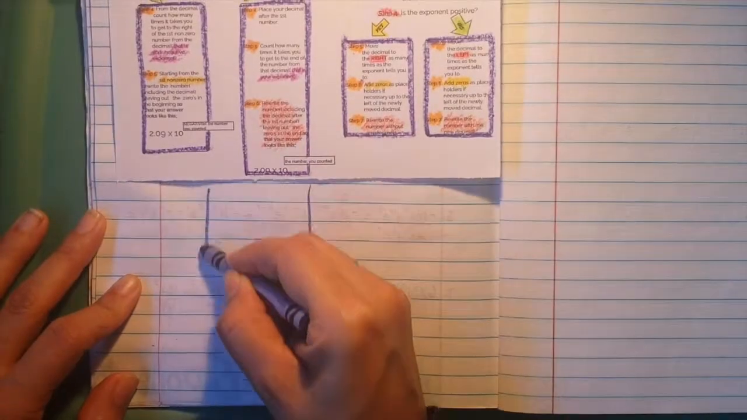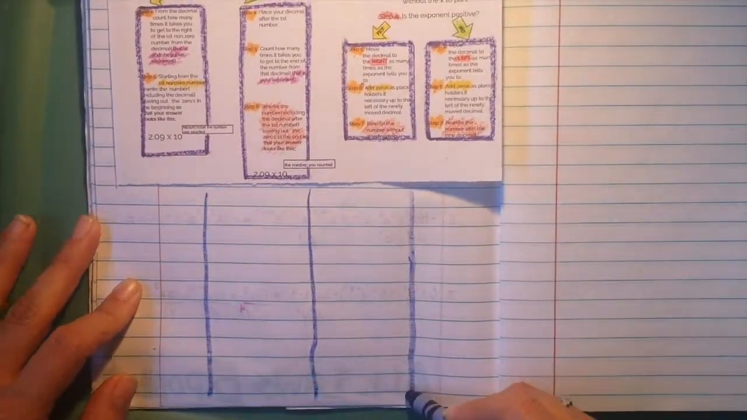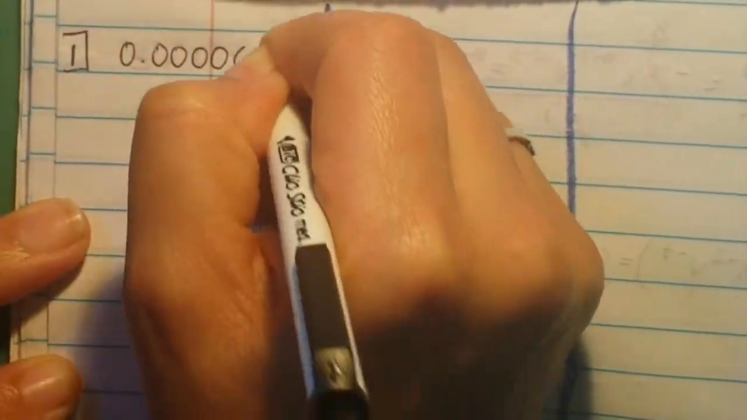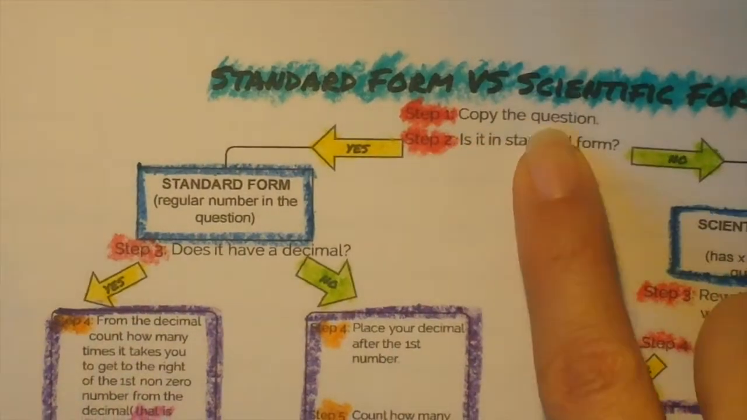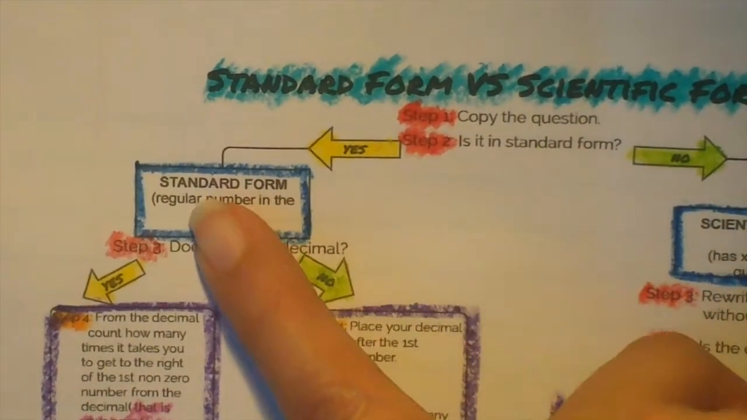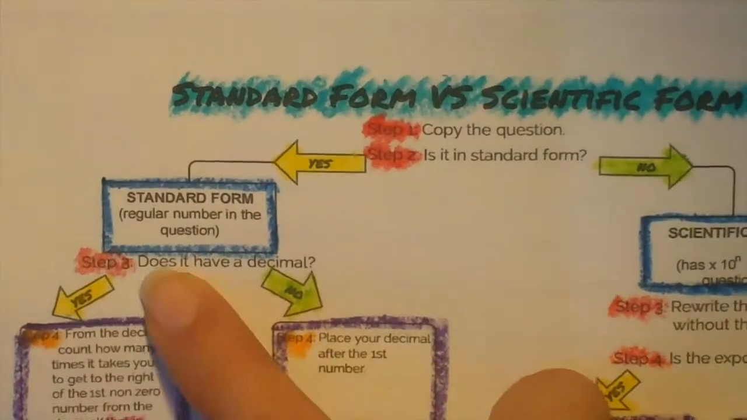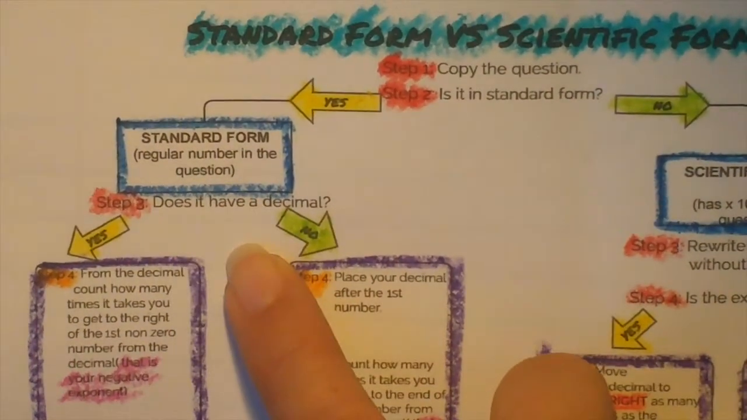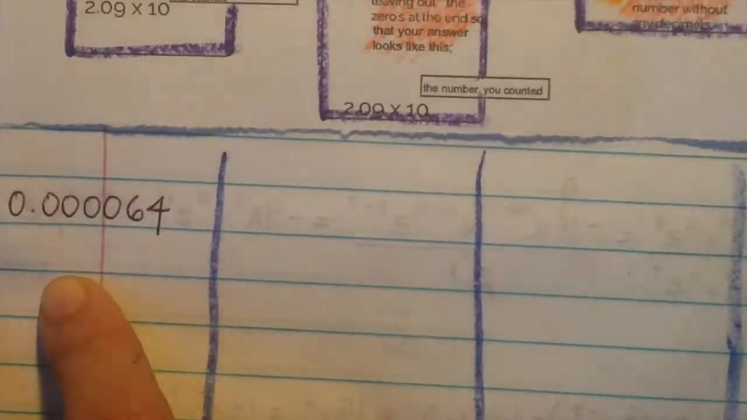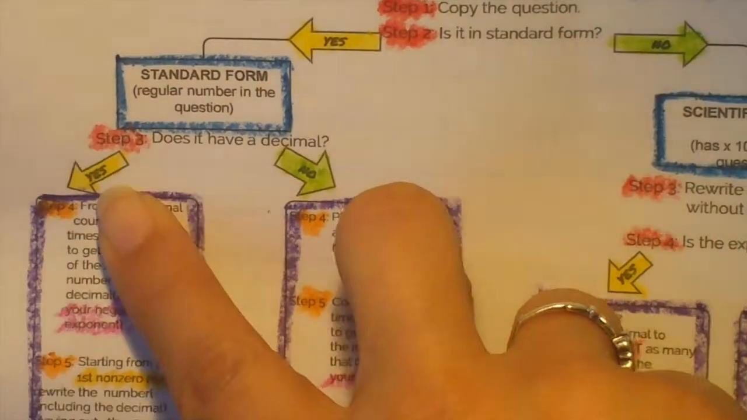So go ahead and split up your paper into 4 equal parts. And then we're going to do question 1, 0.00064. Okay, standard form says copy the question. Is it in standard form? Yes, if it's a regular number in the question. It's in scientific if it has times 10 to the power of something. So it's regular. So this is what we're gonna do. Is it a decimal? So I look, yep, it is a decimal, so I'm gonna do yes.